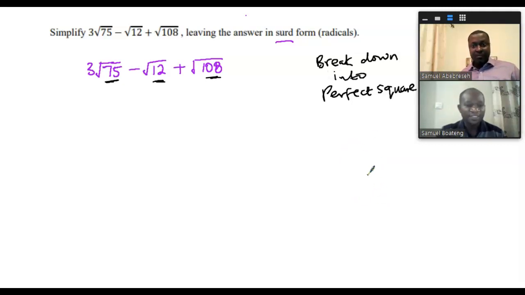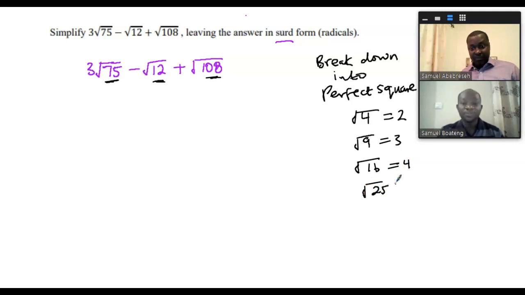Now, to break the number, you make sure you break it into a perfect square and another number. Sometimes it's difficult to get a perfect square, but you try. If you are not getting it, you don't worry. You break it into simple numbers, and at the end of the day, you arrive at your answer. But when you get the perfect square, it will help you to simplify it faster.